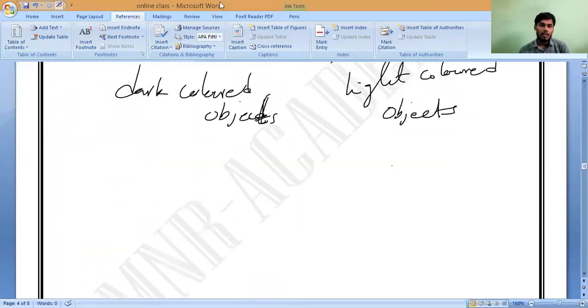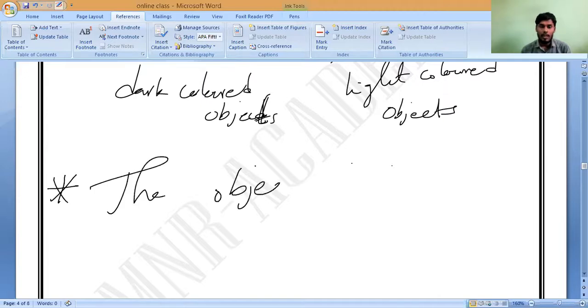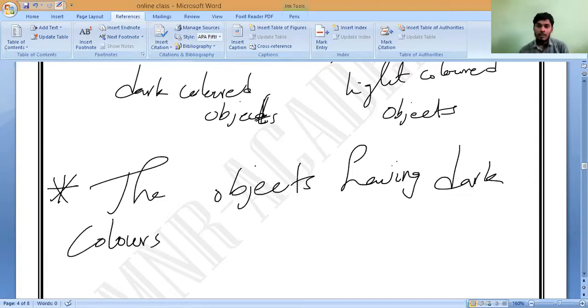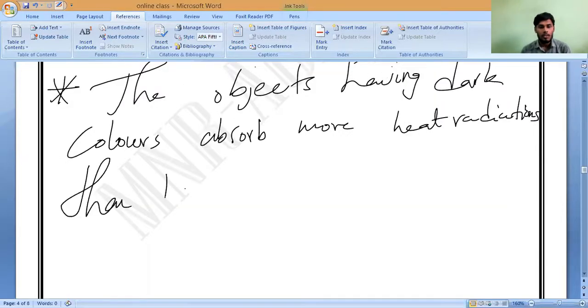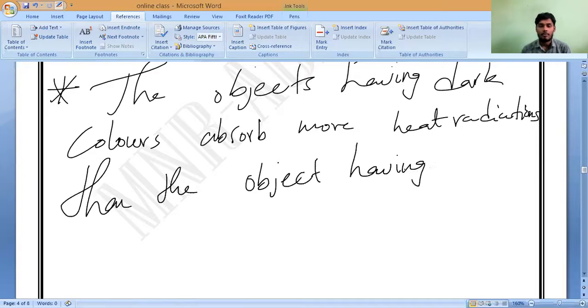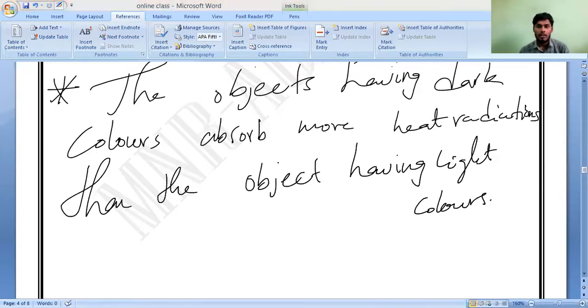Now, let us see. Write the statement. The objects having dark colors absorb more heat radiations than the objects having light colors. Do you understand? Yes, sir. Please note it down. Than the objects having light colors.